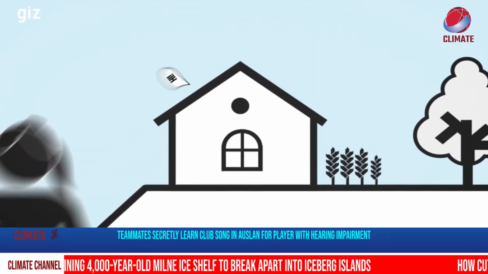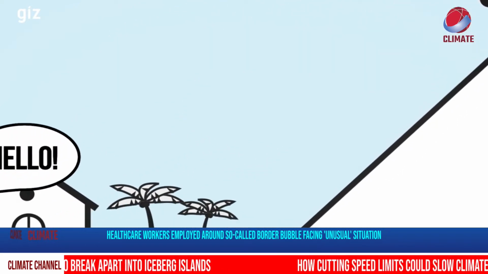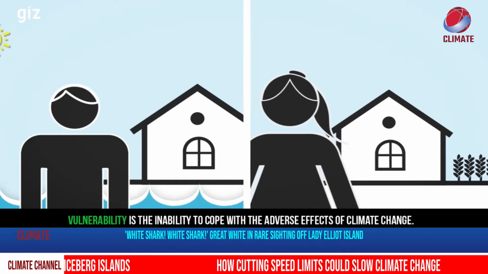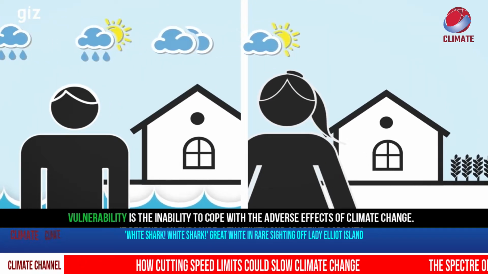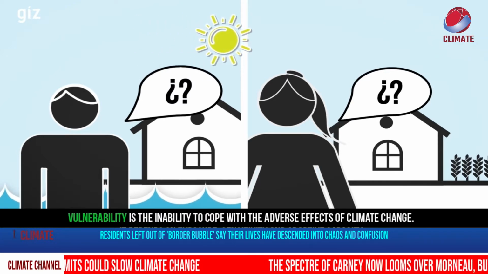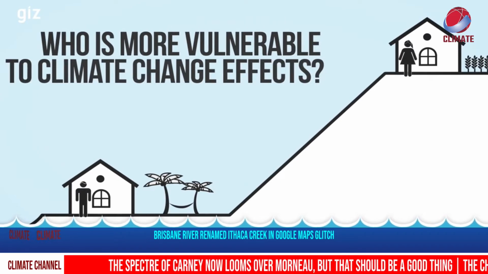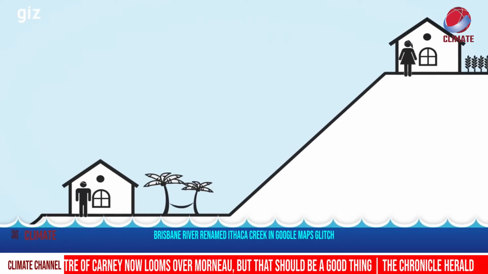Up high in the mountains lives Maria. A few kilometers down, at the seashore, lives Tomás. Even though they live in very different places, Tomás and Maria want to know how to adapt to climate change effects. Who is more vulnerable to climate change effects? It depends.